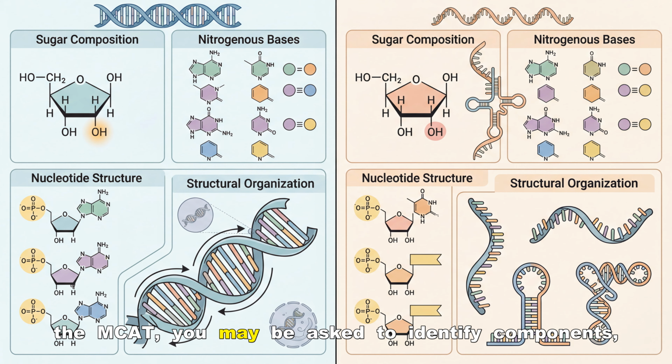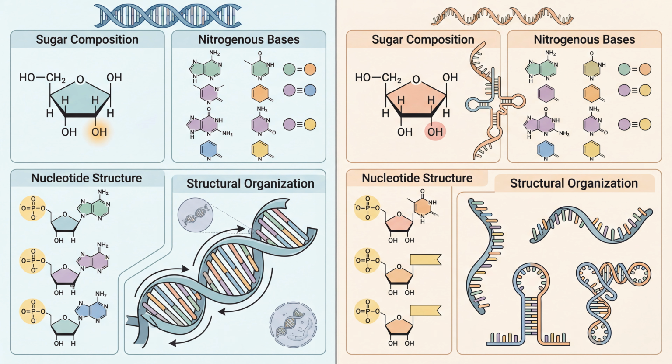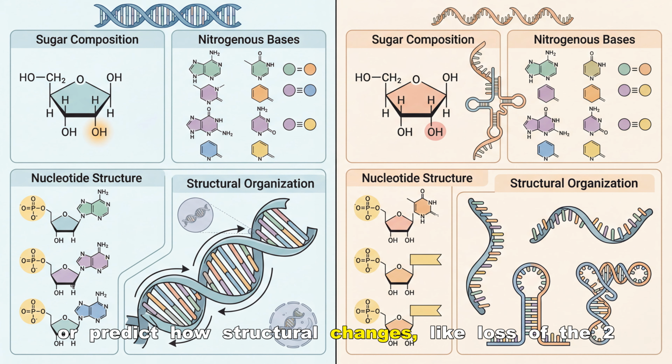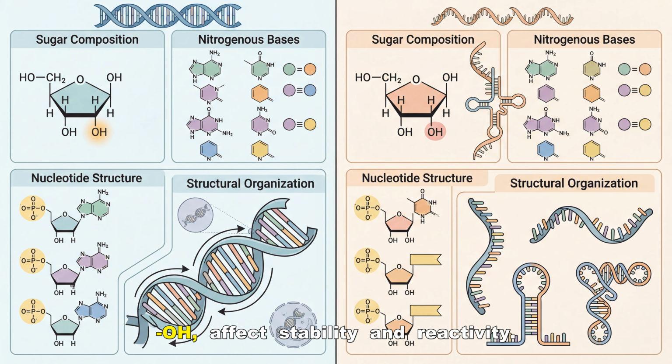On the MCAT, you may be asked to identify components, recognize differences between nucleosides and nucleotides, or predict how structural changes, like loss of the 2-OH, affect stability and reactivity. DNA and RNA differ in sugar composition, nitrogenous bases, and structural organization, leading to distinct biological functions. DNA contains deoxyribose and uses thymine, whereas RNA contains ribose and uses uracil in place of thymine. Remembering DNA has T, RNA has U is high yield.